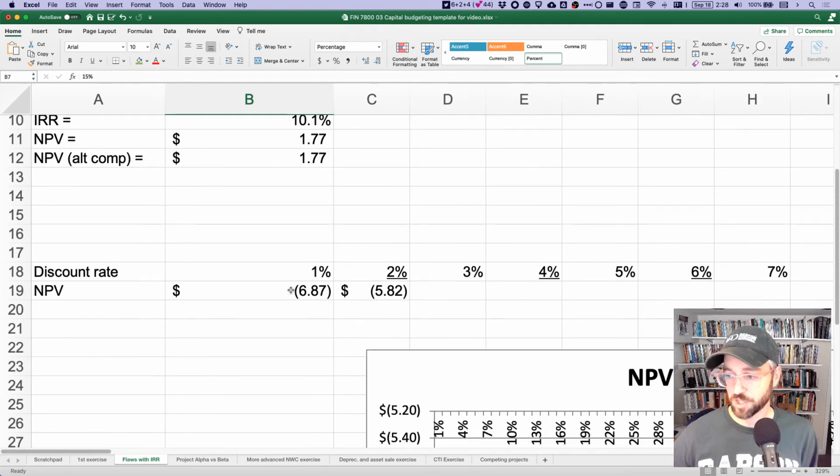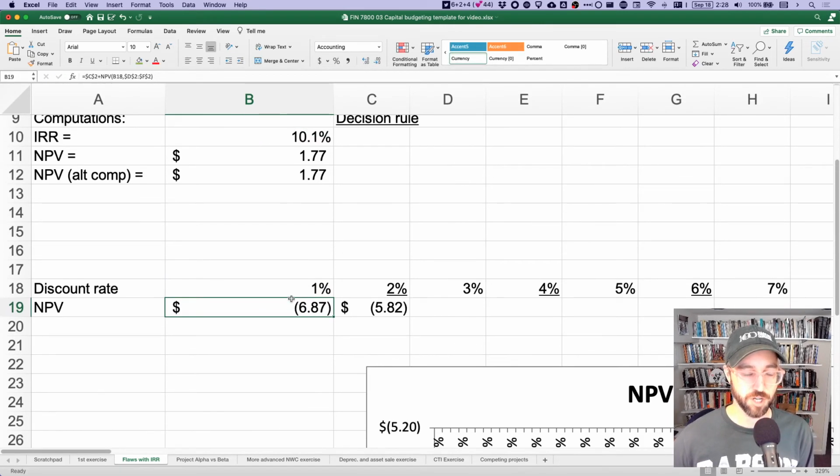And so we actually can check what's going on if we calculate the NPV at different discount rates. So here's the same NPV calculation. You'll note that this project is NPV negative at discount rates of, let's say, 1 or 2%.